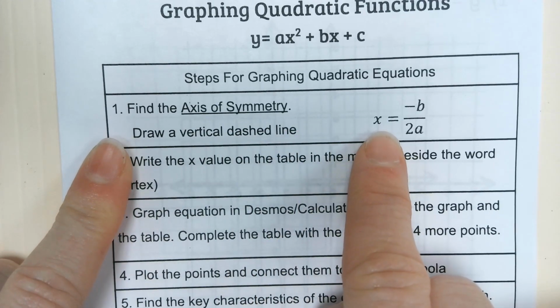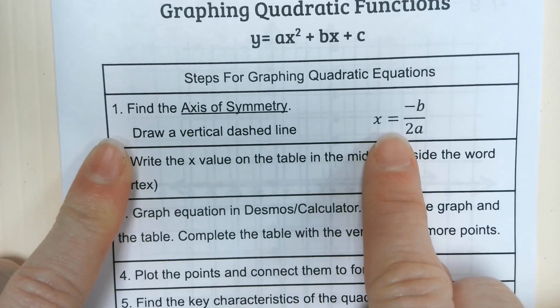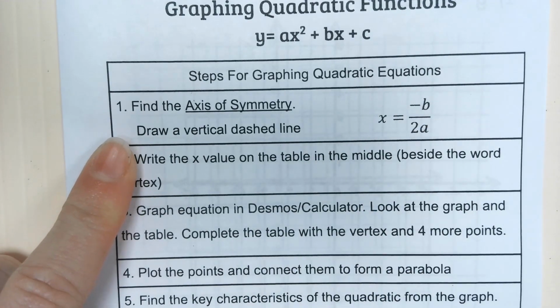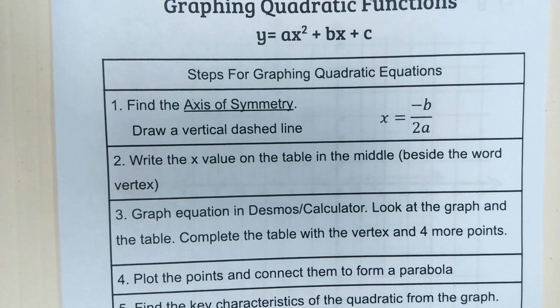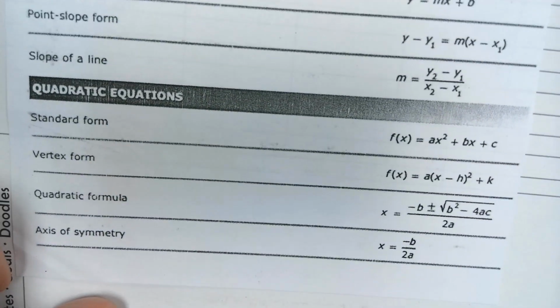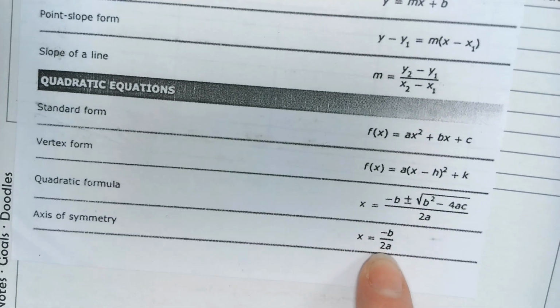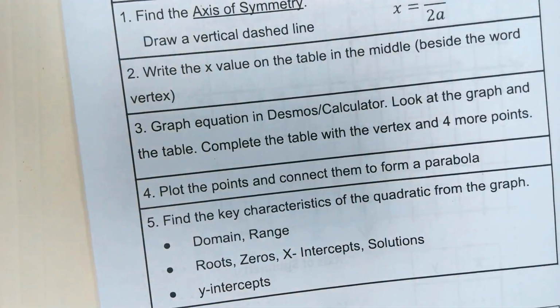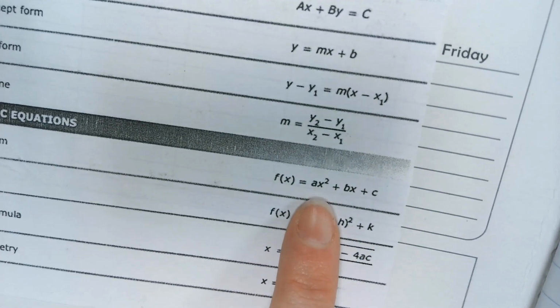You don't even need a graph to find it. You can use this formula. And this formula is also on our formula chart whenever we take our STAR test. So if you look, here's our formula chart. We have the axis of symmetry, so it's not something you have to memorize. And also the standard form is there.